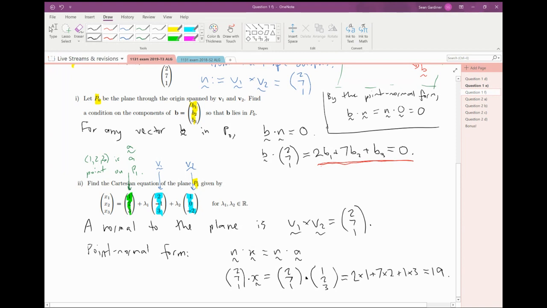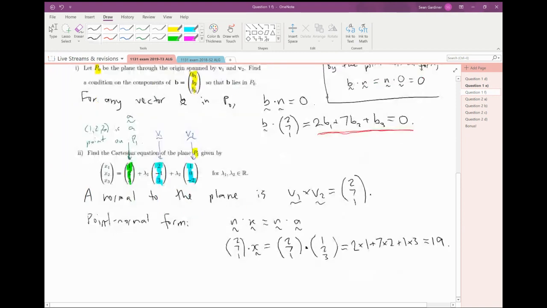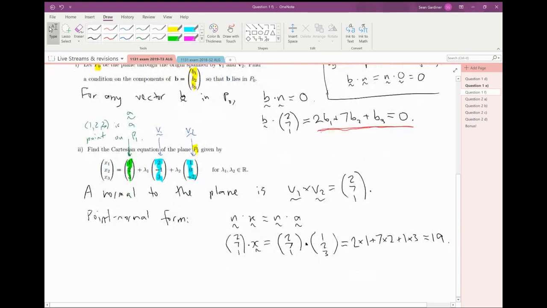Okay. And so just to make it super clear that I have a Cartesian form, I can just expand out the vector x with its components x1, x2, and x3. So the left-hand side is 2x1 plus 7x2 plus just one lot of x3 equaling 19. Okay, and that is the Cartesian form.